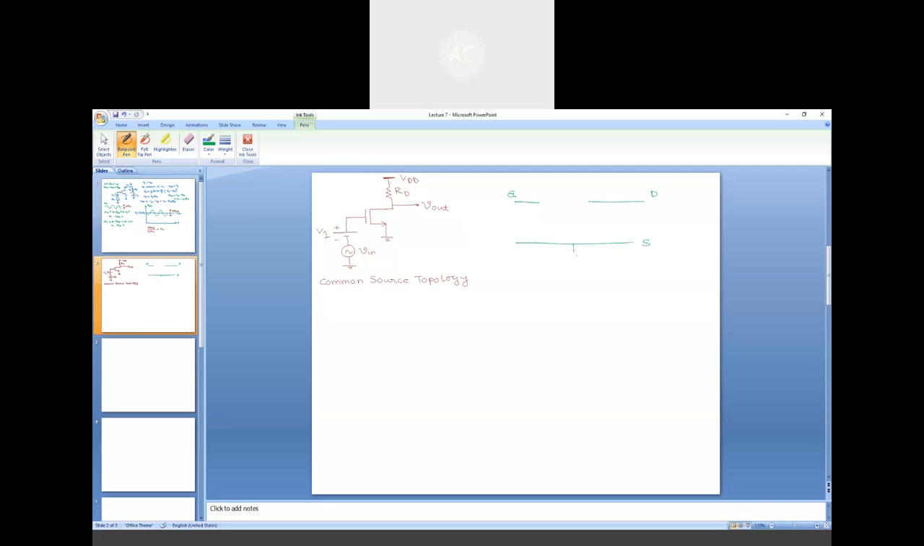Source is grounded. Now between gate and source, what do we have? If you would like to model the device, between gate and source, we know that particular voltage is given by, let it be VGS. And between drain and source, we have a current source, whose magnitude is given by gm times VGS. Now for the time being, let us forget about the effect of channel length modulation. That means we are neglecting the value of r0 over here, assuming that r0 is very large. So this is all about the small signal model of the MOS device itself.